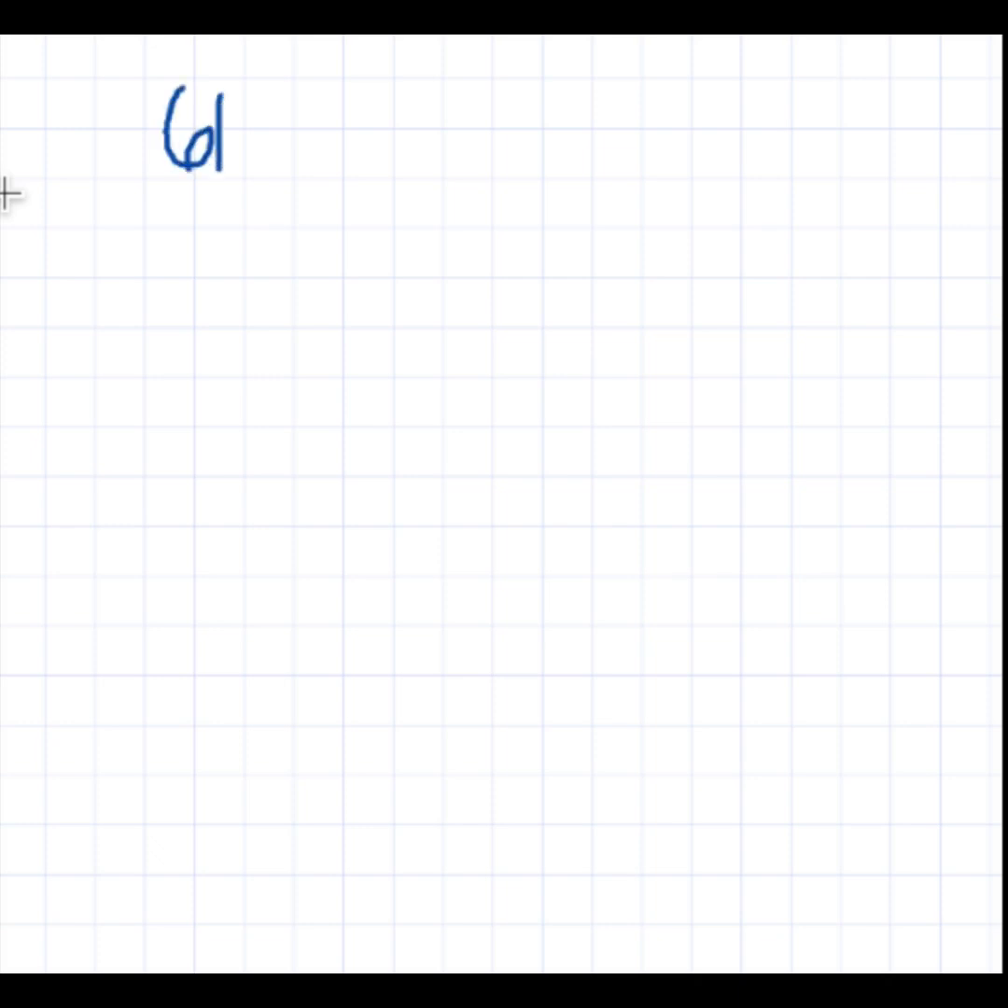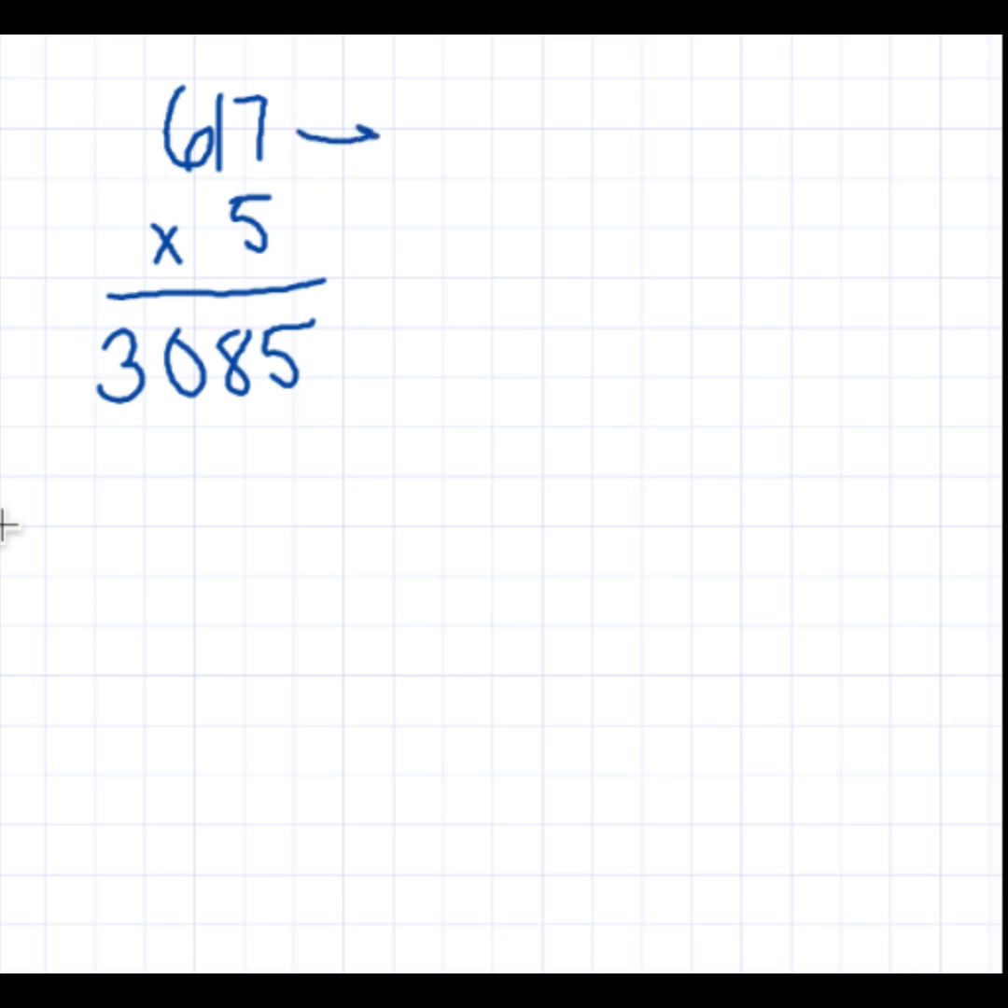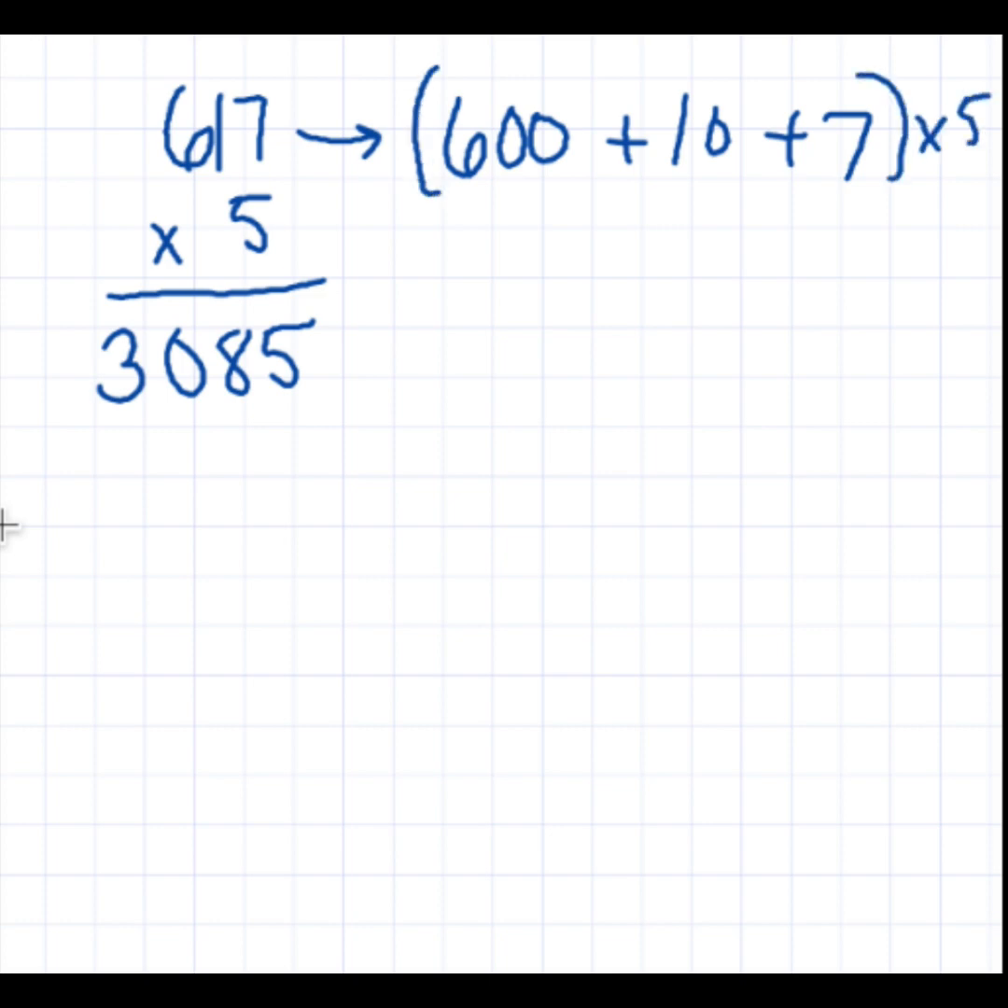And my original problem was 617 times 5. Okay, and we know that the answer is 3,085. We proved that 2 different ways. Okay, now I'm going to take 617 and I'm going to write it a different way. I'm going to write this number as 600 plus 10 plus 7. And we know that this equals 617, right? Well, we're multiplying this entire thing by 5. So in essence, we're going to do the distributive property on an expanded form of the 617. So this is why this works.